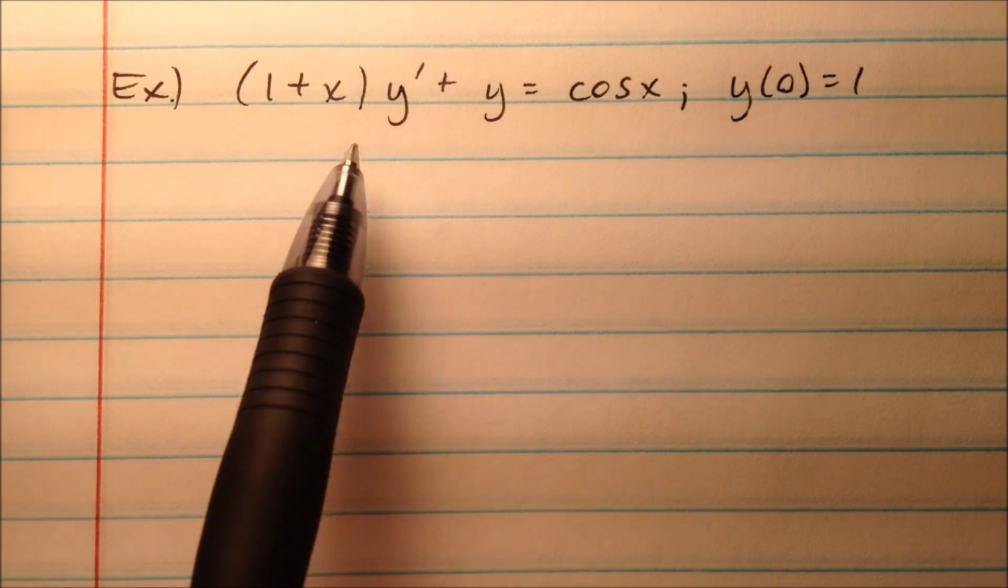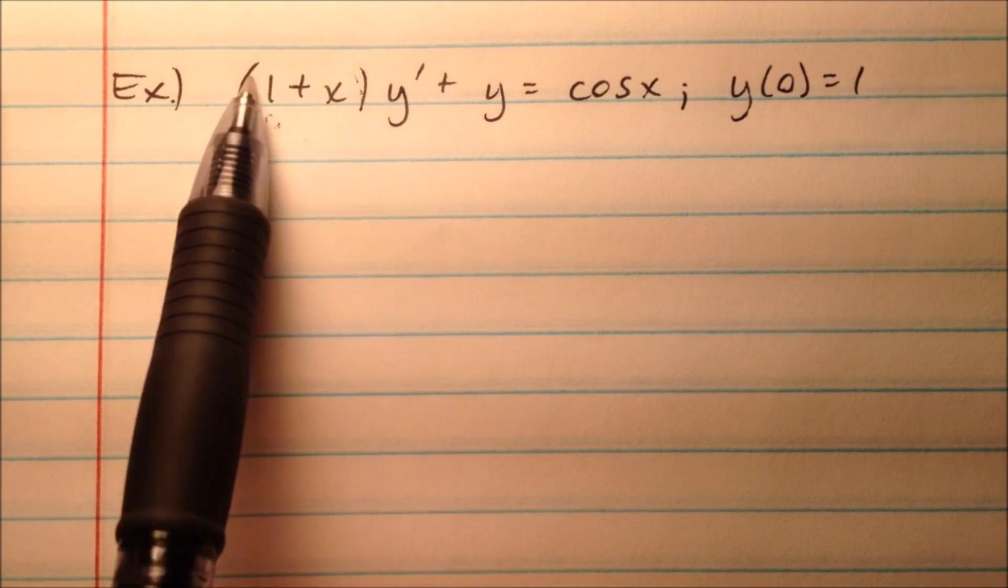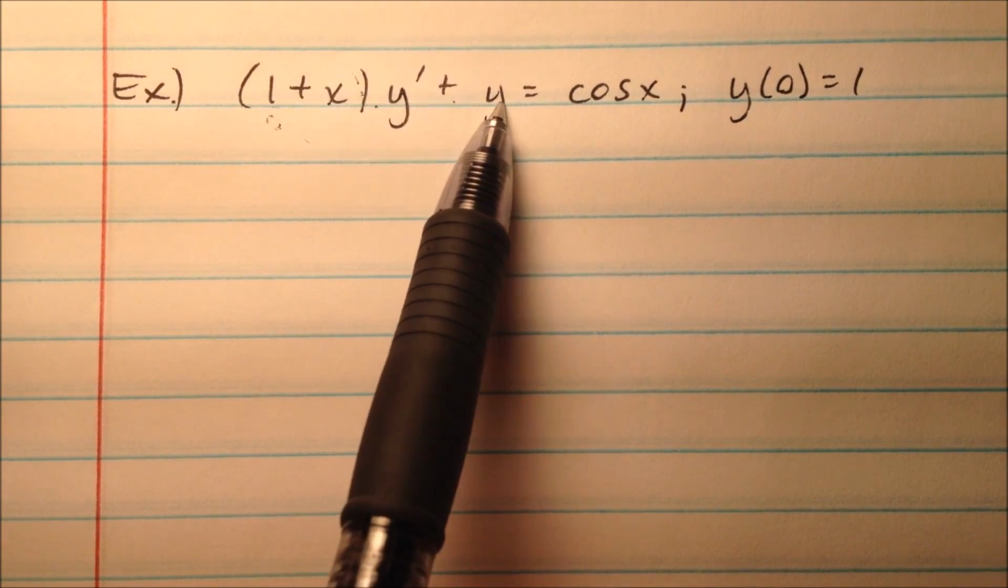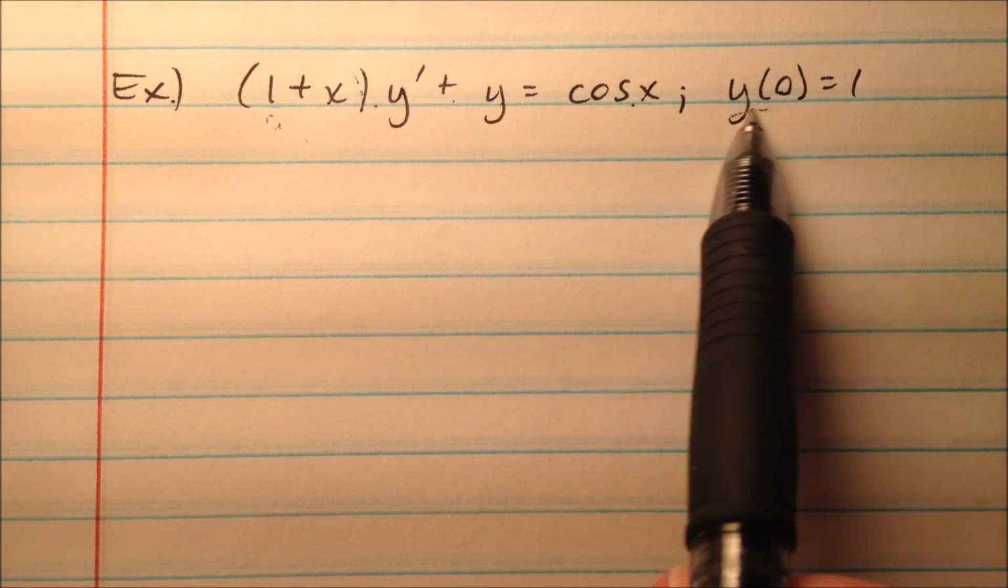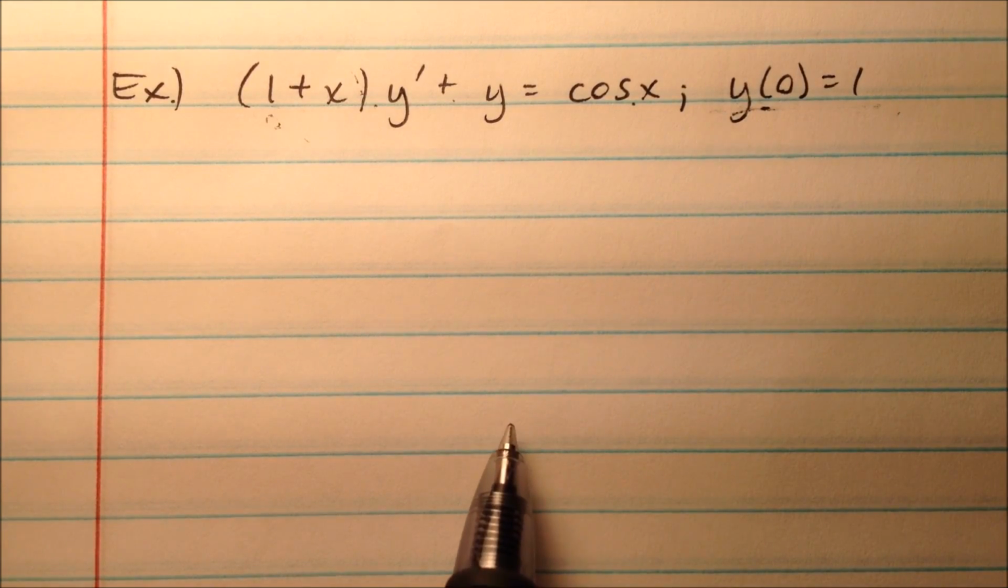In our next example, we have the differential equation with the quantity 1 plus x times y prime plus y equals cosine x, and we have this initial condition that we'll use near the end.